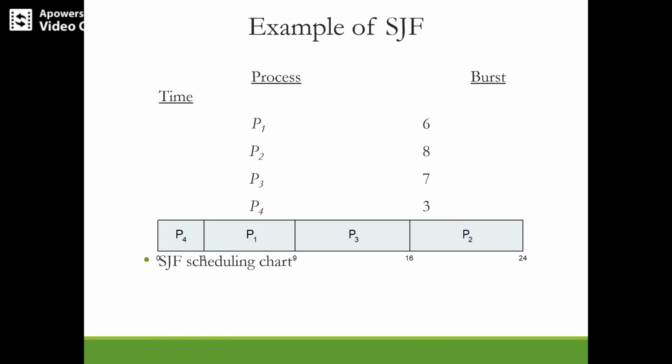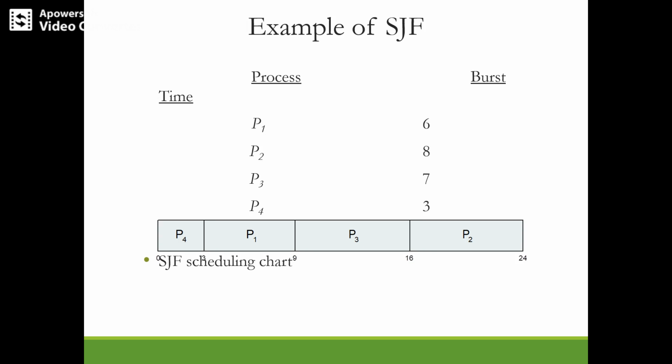Here there are four processes. Process P1 has a burst time of 6 milliseconds. Process P2 has 8 milliseconds, and process P3 has a burst time of 7 milliseconds. Process P4 takes 3 milliseconds of burst time. So what can be inferred from this is how this is executed, basically the non-preemptive version of SJF, how this is executed. You can just see the Gantt chart or scheduling chart.